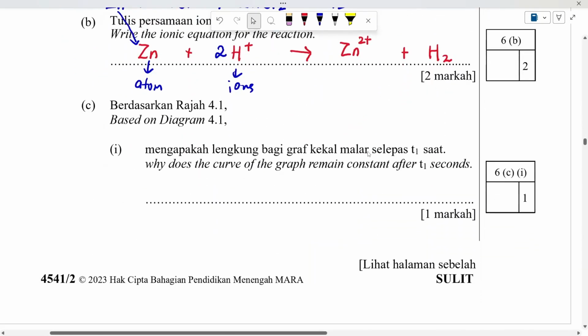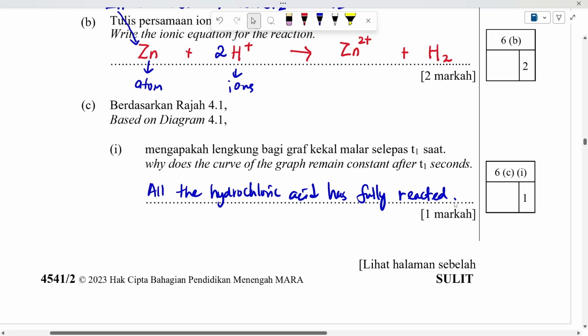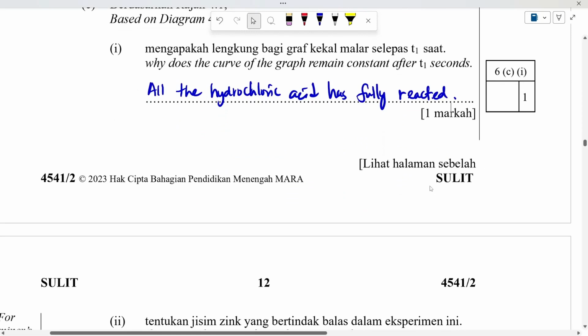So what you can write is: the hydrochloric acid has fully reacted. Yes, completely reacted also can. Or reacted completely also can.